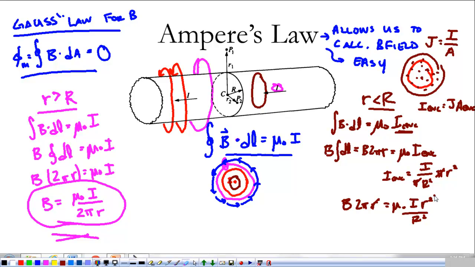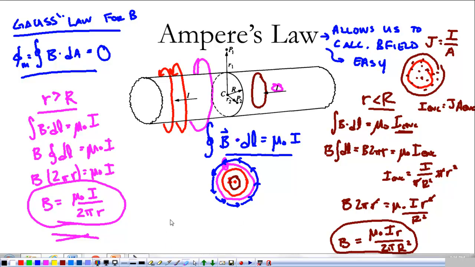One of my r's goes away, and my magnetic field inside of this wire as a function of the radius is mu0 I r over 2 pi times the radius of my wire squared. That's how we find the magnetic field inside of our wire.